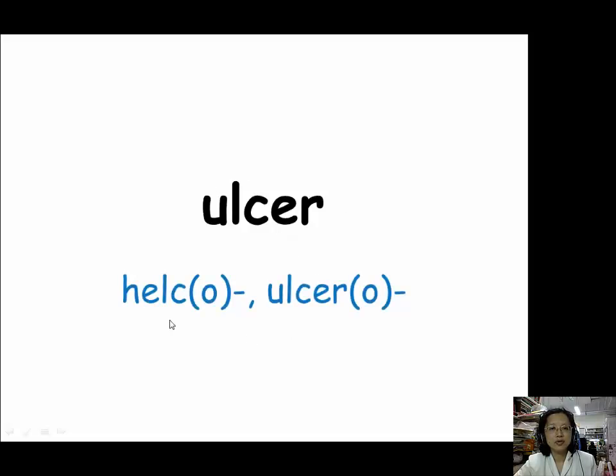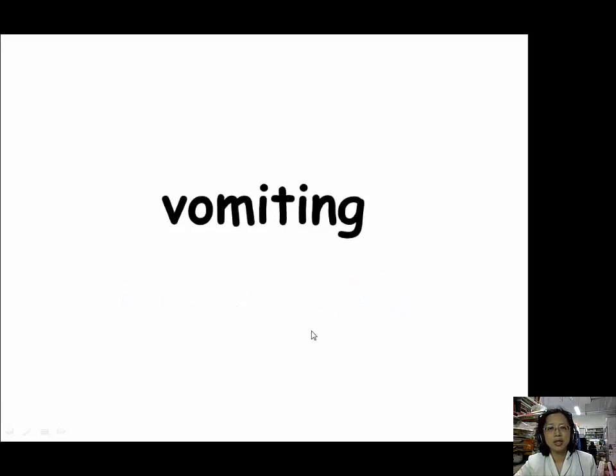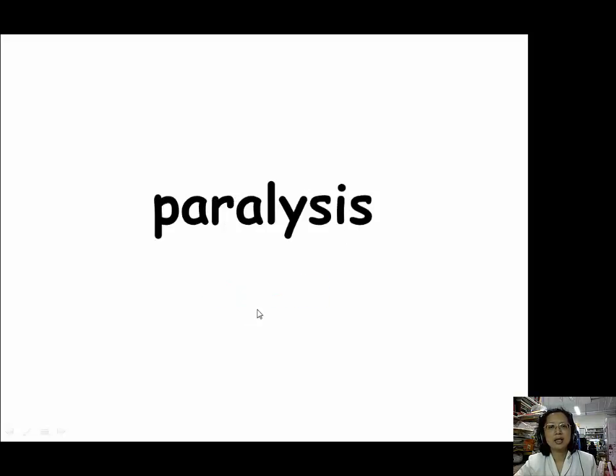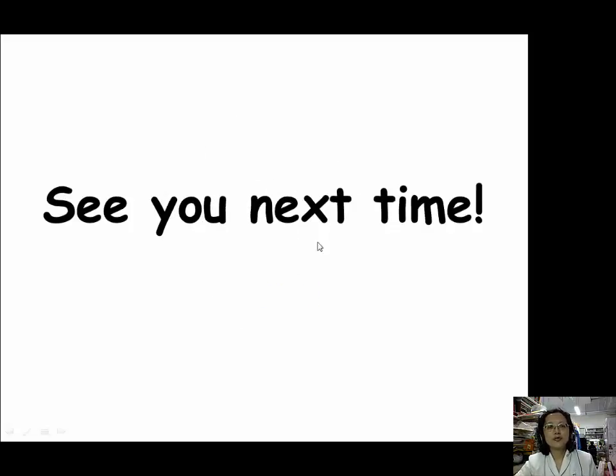For ulcer, we have two prefixes to use, helco, H-E-L-C-O, or ulcero, U-L-C-E-R-O. As for vomiting, we have the suffix emesis, E-M-E-S-I-S. And the last one of the first part of lesson 23 is paralysis. We use the suffix plegia, P-L-E-G-I-A. Now we finish the first part of lesson 23. Next time when we come back, we'll learn more prefixes and suffixes relating to disease.